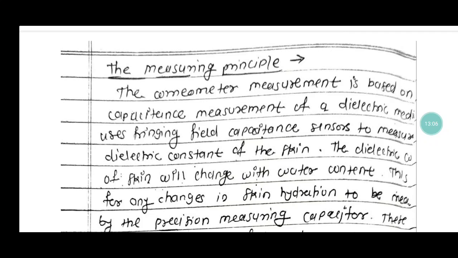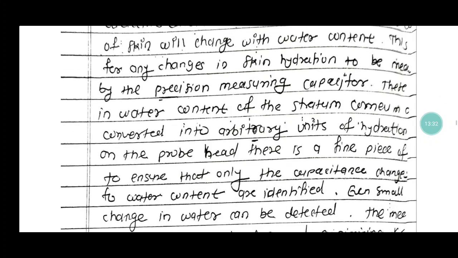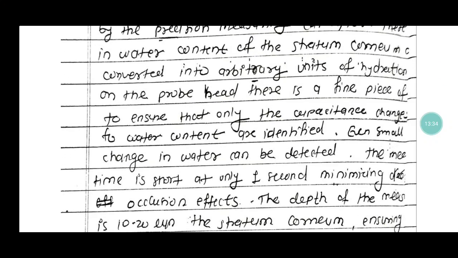So the dielectric constant of the skin will change with water content. This changes the skin hydration to be measured by a precision measuring capacitor. These changes in water content of the stratum corneum are converted into arbitrary units of hydration on the probe head. So this is a fine piece to ensure that only the capacitance changes due to water content are identified.